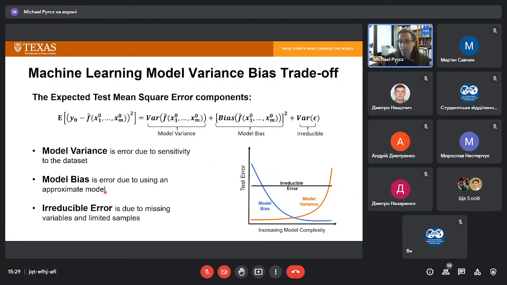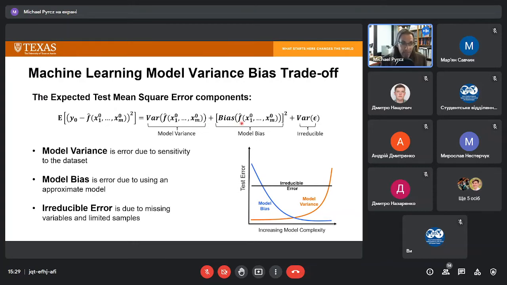Model bias is error due to using an approximative model. Now let's think about that. A linear regression model is very simple. And so that model is unable to fit complicated forms in the data. In other words, a simple model like linear regression will have high model bias, but a more complicated model like a ninth order polynomial will have low model bias.